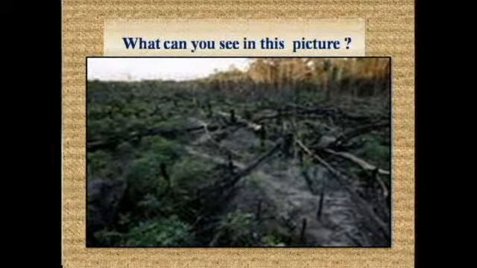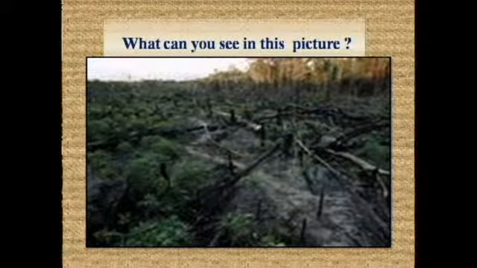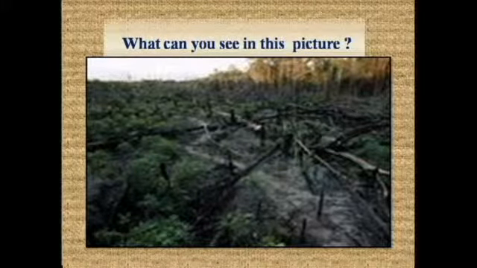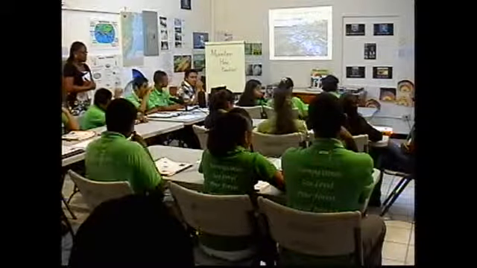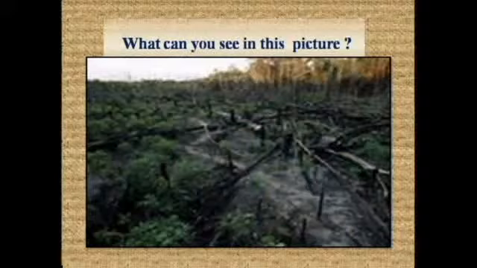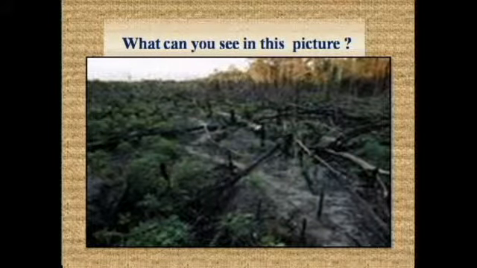Let's look at this picture. What can you see in this picture? Yes, Kyle? Trees being destroyed. Trees being destroyed. Krista, what do you see? Lots of trees like in the forest. Okay, a lot of trees destroying the forest. Yes, Erwin? The remnants of what used to be trees. Okay, the remnants of what used to be trees. Very good. And then we go to Stephen. Slash and burn.